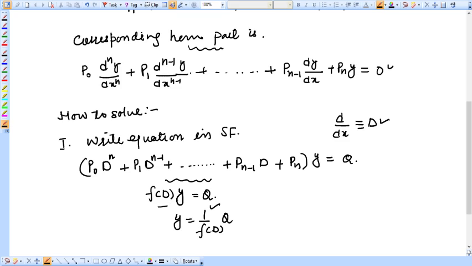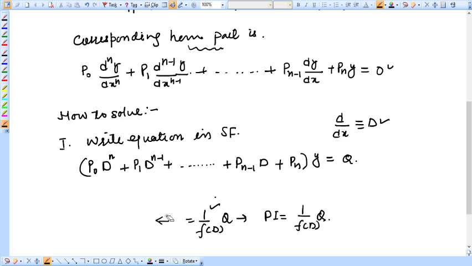In this way we would be finding the solution of this equation, and this solution is known as the particular solution or particular integral. The particular integral is 1 over f(D) into q. And one more thing I would like to tell you here itself.